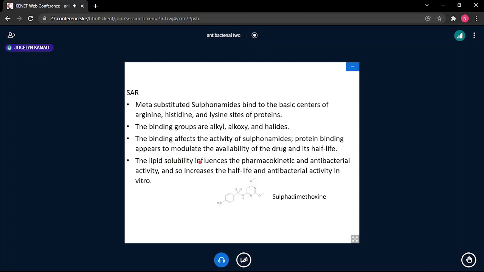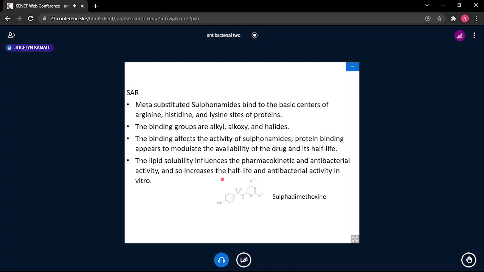The lipid solubility influences the pharmacokinetics and antibacterial activity, and so increases the half-life and in vitro activity. In other words, the groups you are putting, depending on the influence they have on lipid solubility, if they increase lipid solubility, then again, the half-life will be longer.